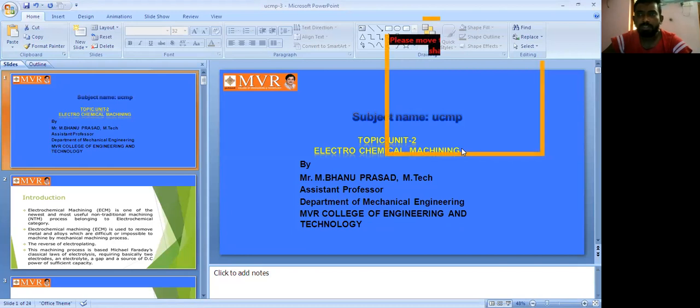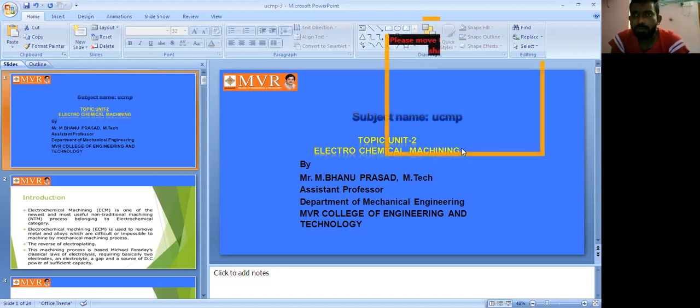In our previous lecture, we discussed what UCMP is, defined a non-traditional machining process, and covered the classifications of non-traditional or unconventional machining processes. We also covered the advantages, disadvantages, applications, and future of unconventional machining processes. Next, we discussed ultrasonic machining process in our previous class.